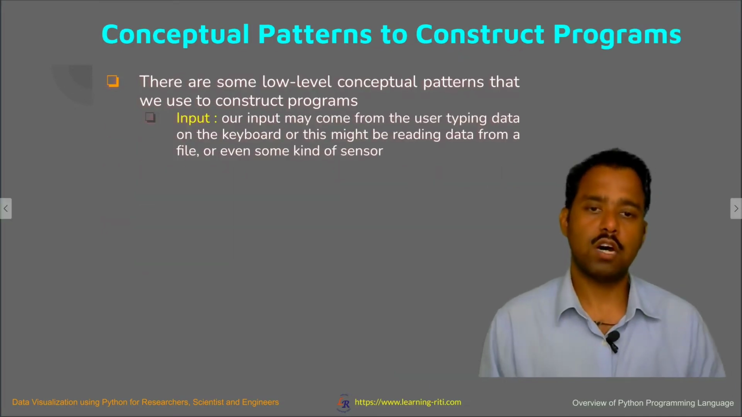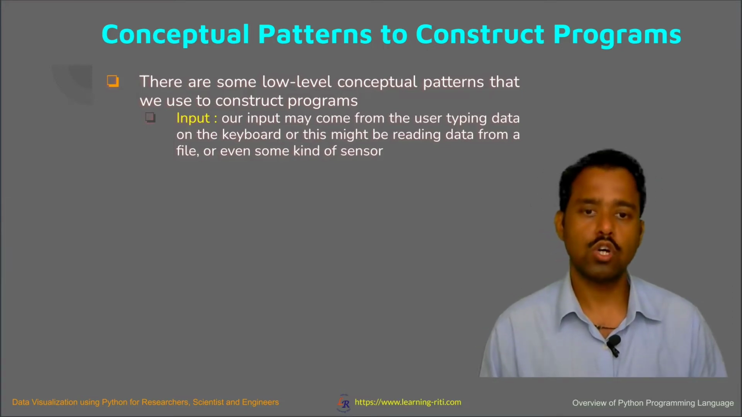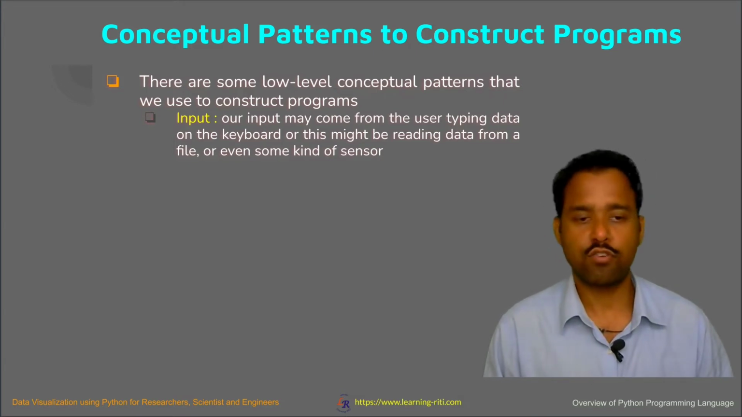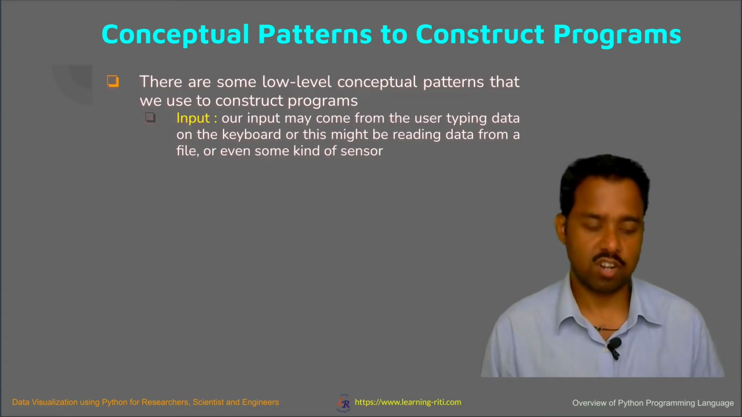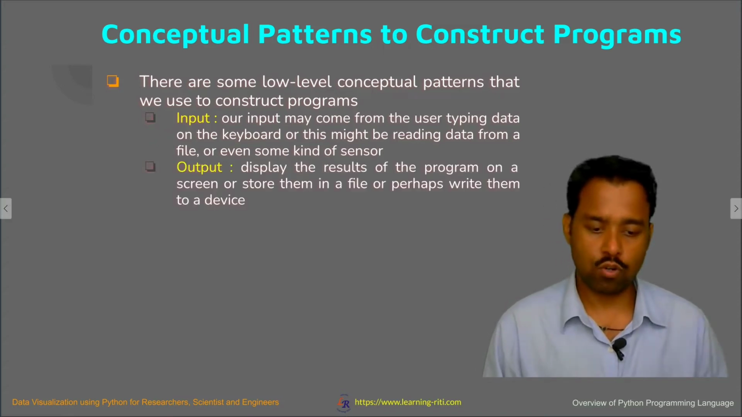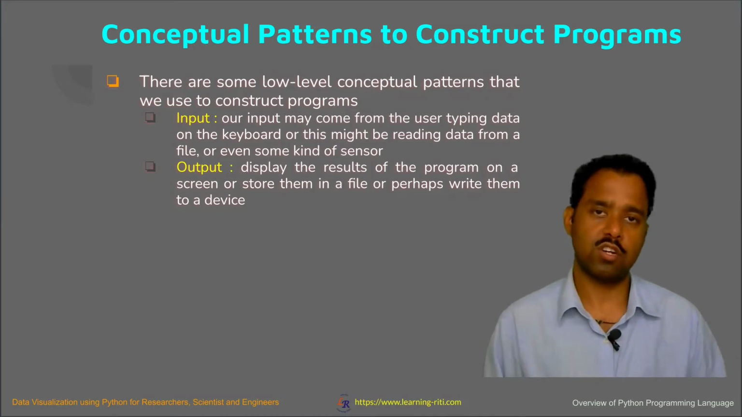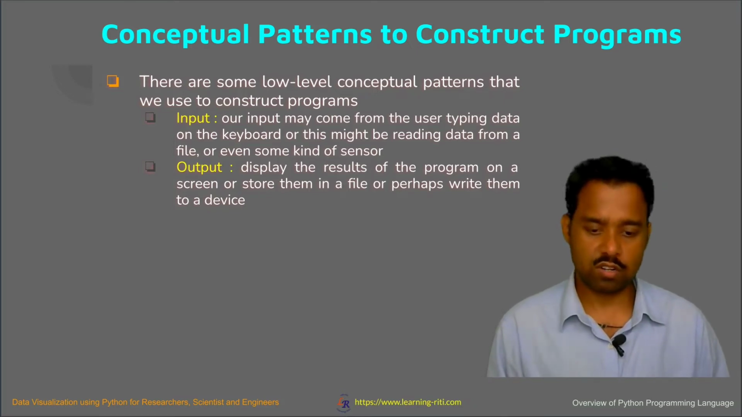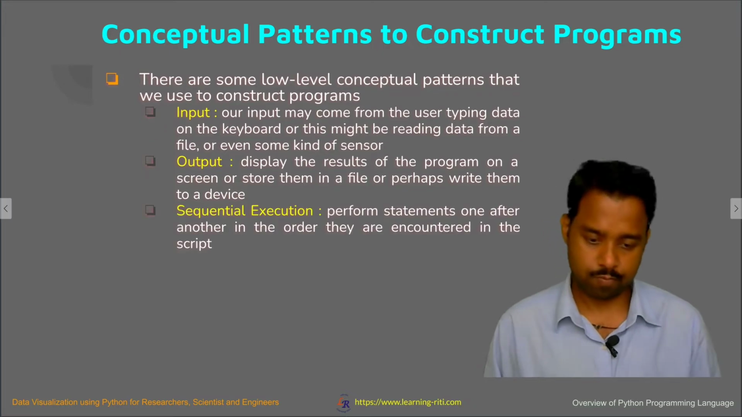Now, talking about the programs we are writing, what is the conceptual pattern? The first thing is input to the program, which can be given from your keyboard or might be read from some sensor. Then there is the output, where you display the result. You can store the results in a file in secondary memory, as we discussed, or display them on your monitor, which is the output device.